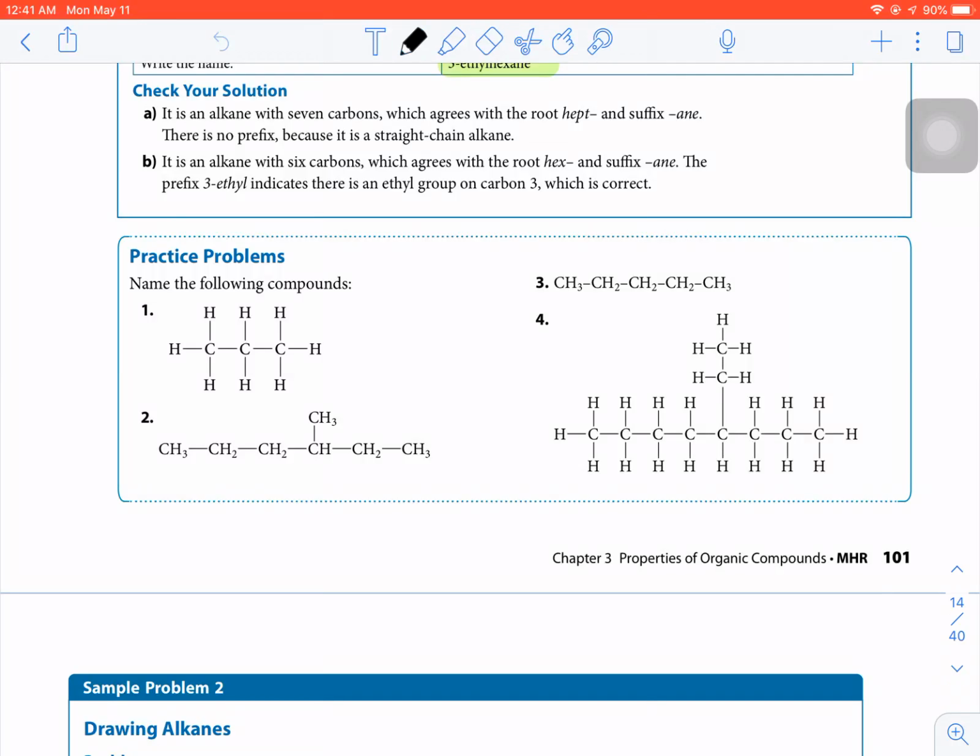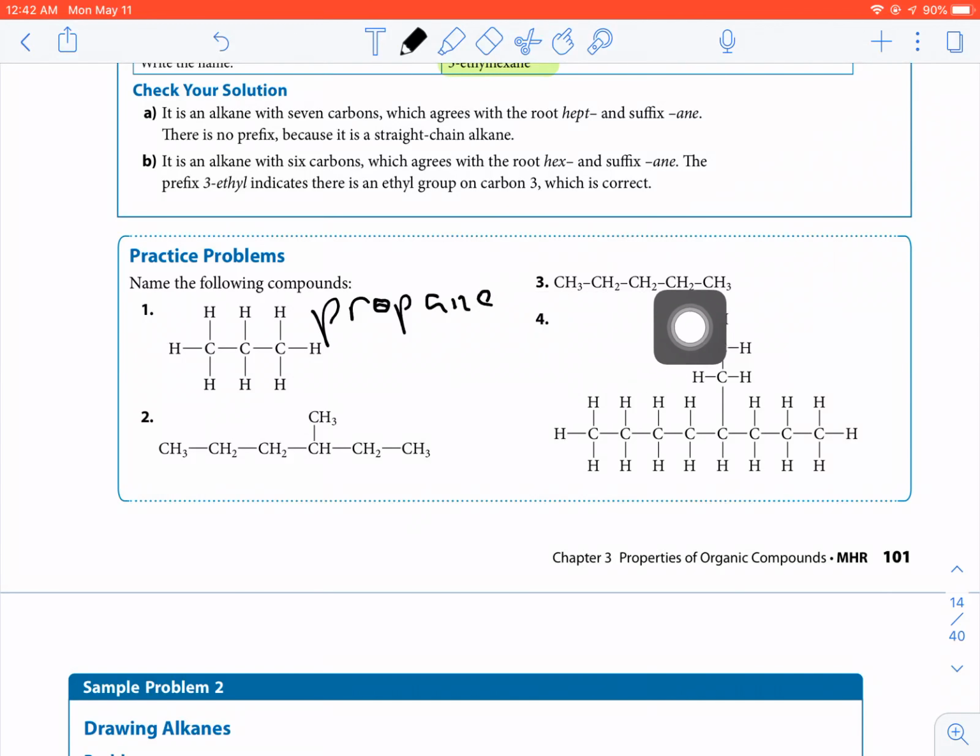The first 4 are naming compounds that are alkanes, right? Carbon-carbon single bonds only. Notice for the first one here, I've got 3 carbons joined by single bonds, and then hydrogens for all the rest of the carbons. If I go back to my periodic table, you'll see that 3 carbons is propane. So my first molecule here is propane, 3 carbons.